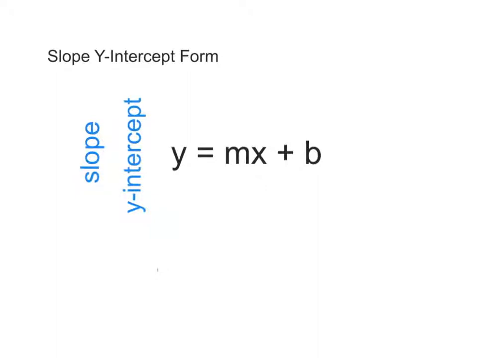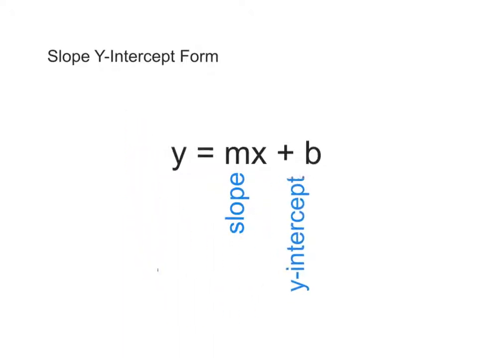We've been working for a few days now with slope-intercept form for a linear function. So you should recognize that y equals mx plus b and be able to tell me which of those letters represents the slope. The m is the slope. And which one represents the y-intercept? The b is the y-intercept.